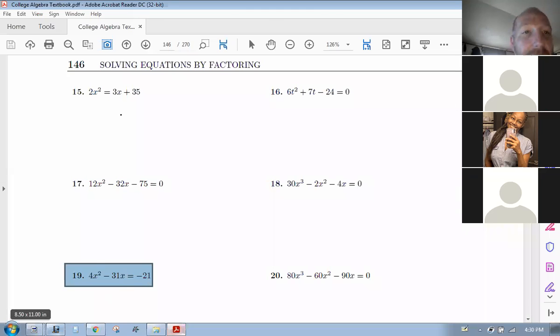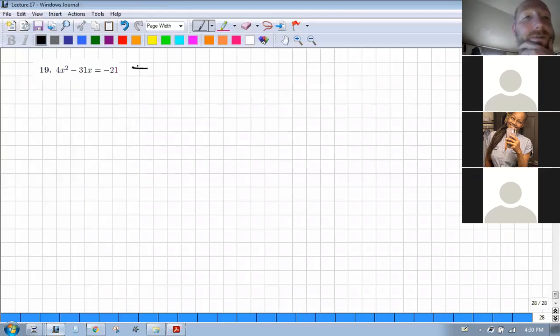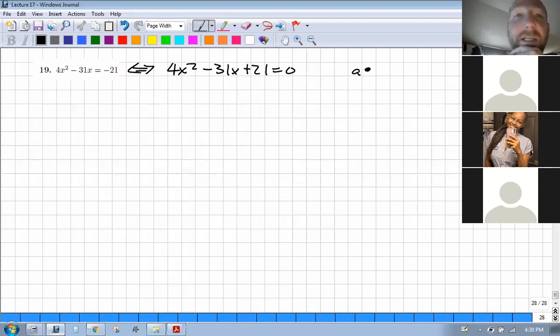Number 19. All right, let's put it in standard form. I don't think I can divide anything out because 31 is prime. So A times C here would be 84. B is negative 31. So I need two negative numbers to multiply to give me positive 84, but add to be negative 31. So let's look at our possibilities.